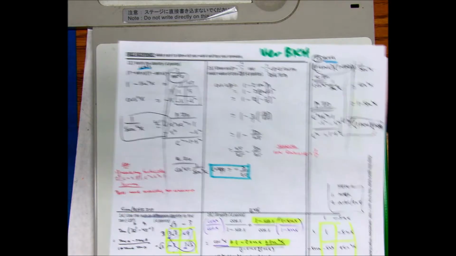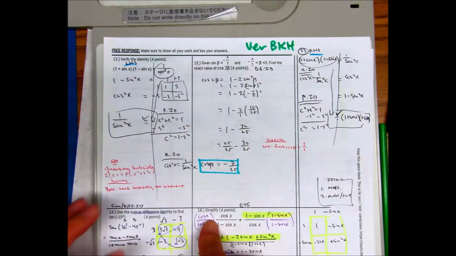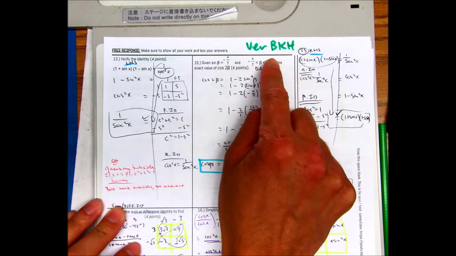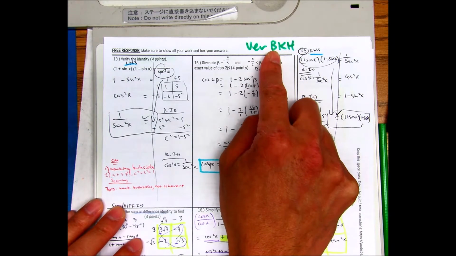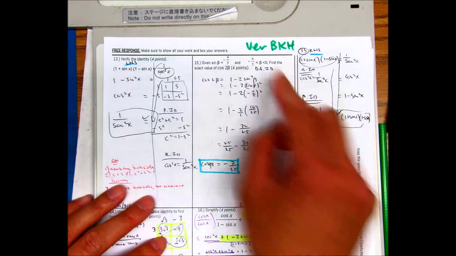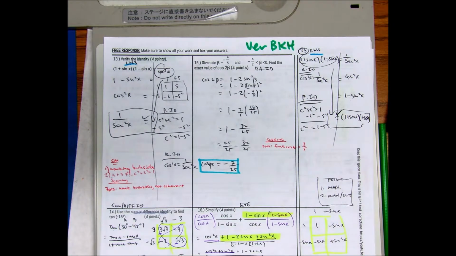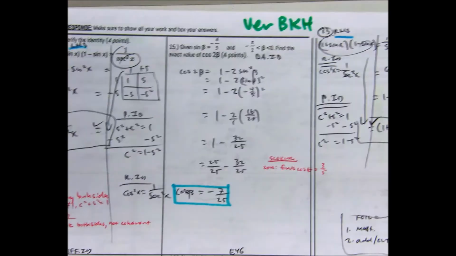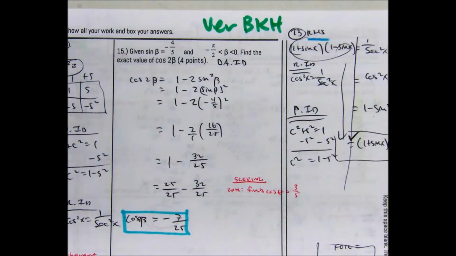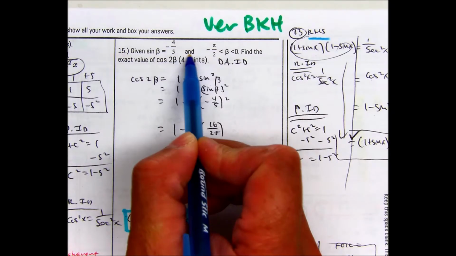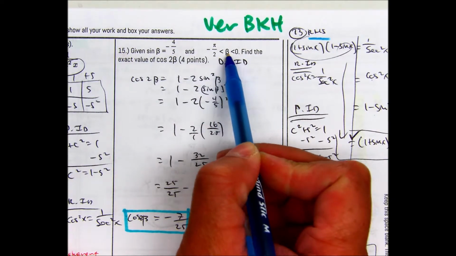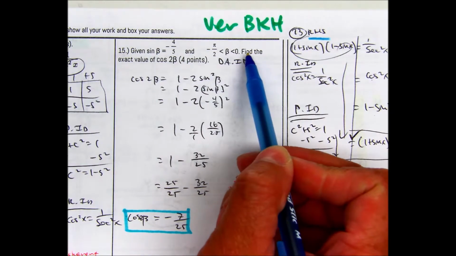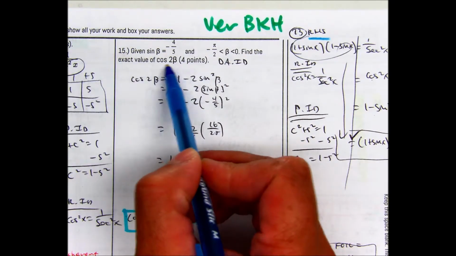Alright, so let's go over question number 15 and 16 on versions B, K, and H. So Brooklyn, Kaya, and Hadley, those were the 3, and then the other 2 versions were A and E for Autumn and Eloise. For question number 15, it says, given sine of beta equals negative 4/5, and negative pi over 2 is less than beta less than 0, find the exact value of cosine of 2 beta.